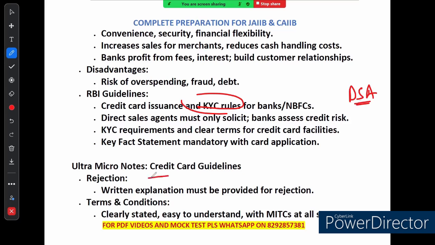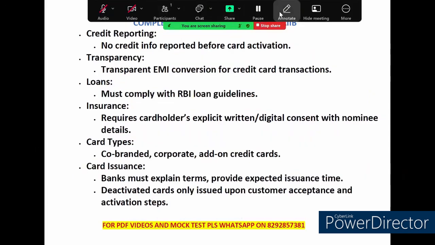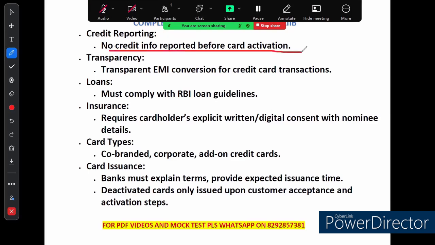Now what are the key requirements for credit card issuance? When you apply for a credit card, you will get a key fact statement with all the important details. If your application is rejected, the bank must provide a written explanation, and don't worry, the bank can't report your credit information until your card is activated. Remember, no credit info reported before card activation.